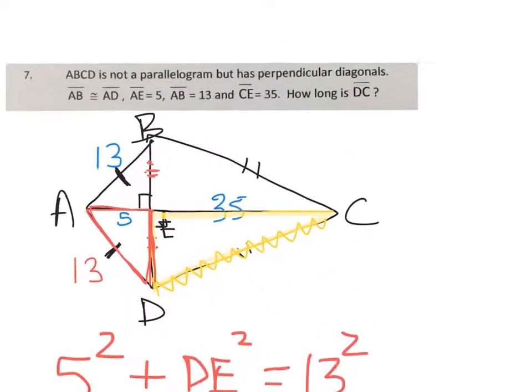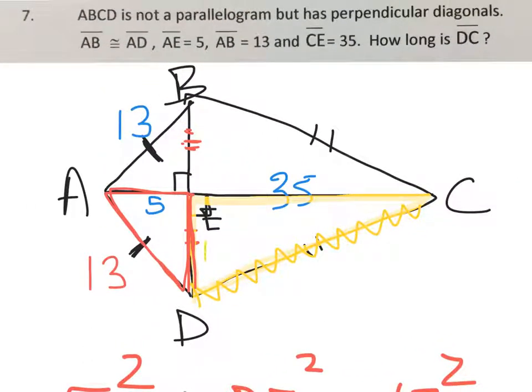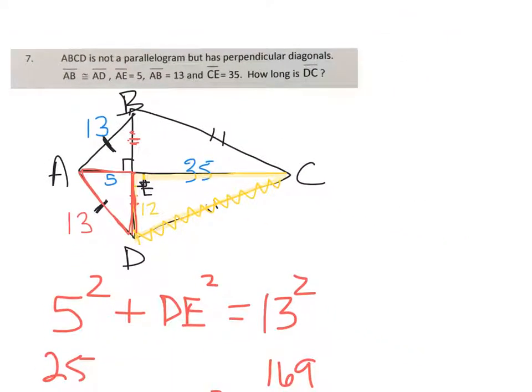Okay, so let's go back up here, make this bigger again. So I know now that this is 12 units long, so I can use Pythagoras one more time to figure out the length of DC. So 12 squared plus 35 squared equals DC squared.